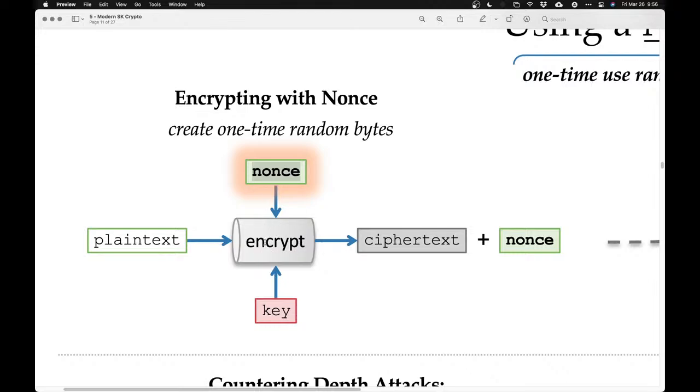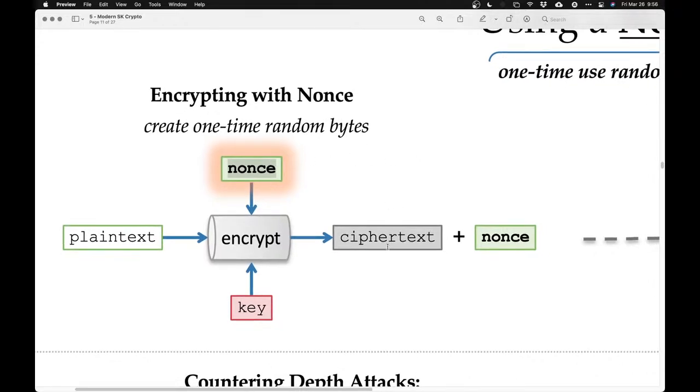Your computer gives you this random information. Then in the encryption process, you add the nonce to the encryption. How? Any way you want. For example, one simple way could be you exclusive OR the key and the nonce together, and that's your new key. Or you exclusive OR the plain text block by block using the nonce. Any way you want, but you add this nonce into the encryption process.